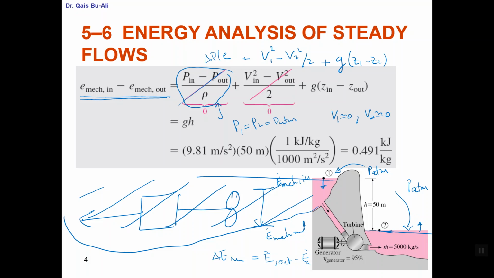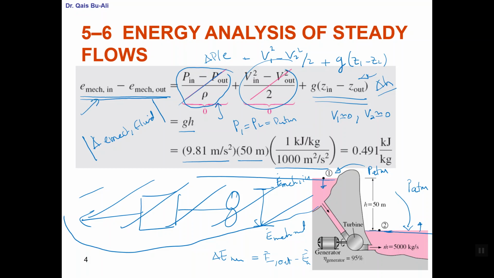Okay, and the last thing, all of those are dropped, so I am left with g(Z in minus Z out), which, if you remember, was named delta H. So this is gH, and I believe this is just a conversion factor. So we get then what? Delta E mechanical of the fluid, and I can just put this in parentheses, as you can see, because I'm looking for the magnitude, and I got this magnitude when I flipped them, in minus out instead of out minus in. So I got this 0.491 kilojoules per kilogram.